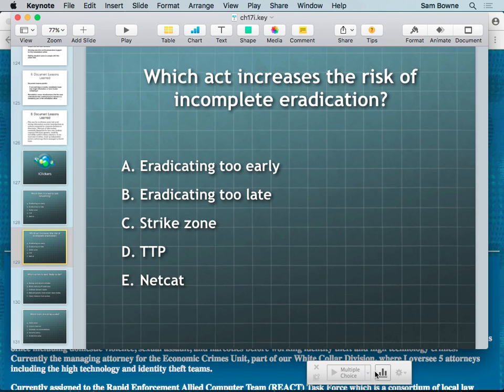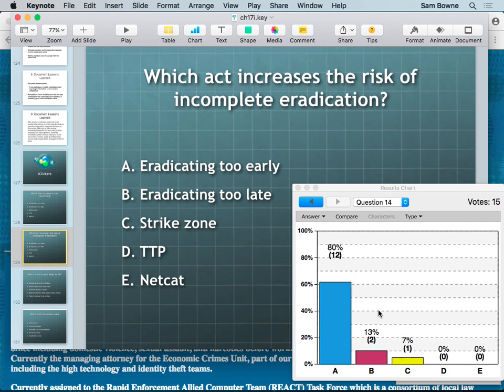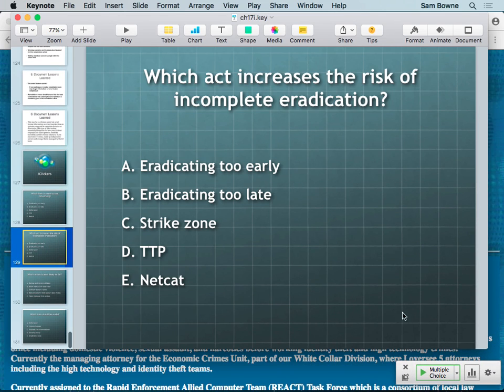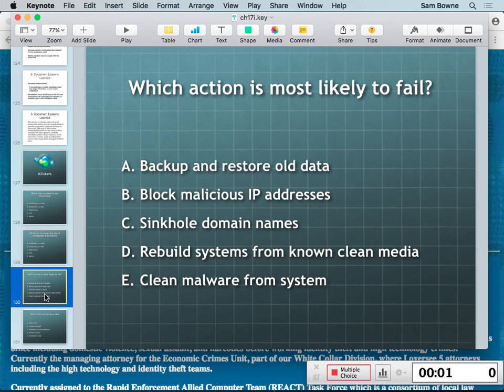All right, obviously, going too early means you're more likely to not know the scope and fail to really kick them out entirely. All right, which action is most likely to fail? Quit at 25.